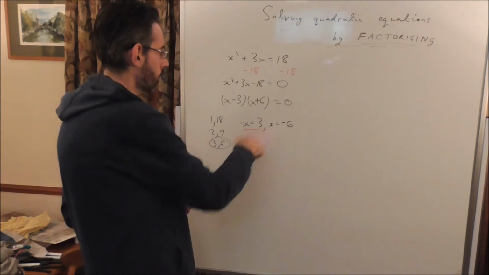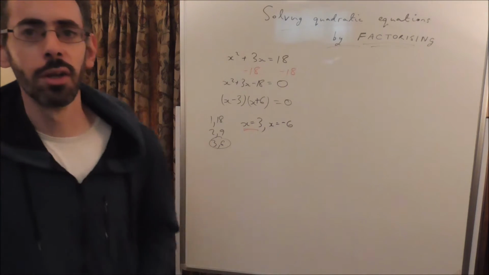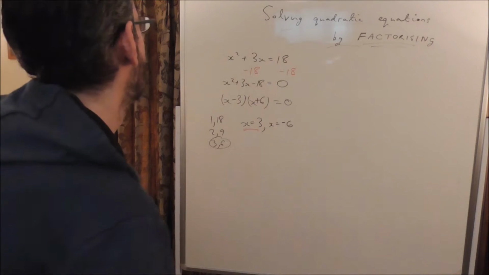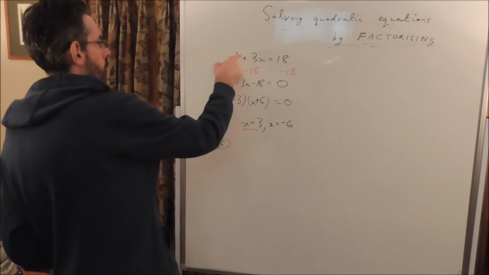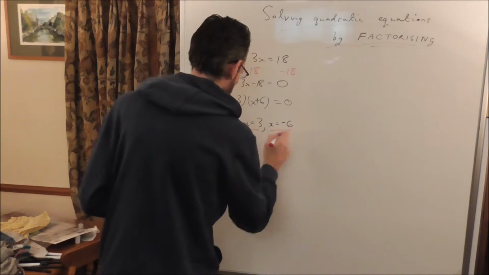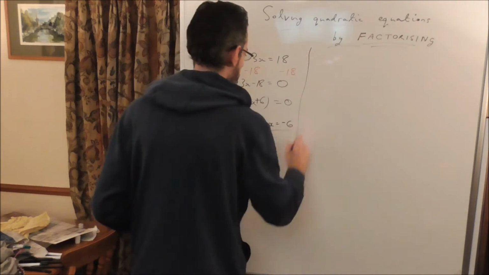Let's just check minus 6 now. So minus 6 squared, minus 6 times minus 6 is positive. A negative times a negative is positive, so it's 36. 3 times minus 6 is minus 18. 36 minus 18 is 18. So minus 6 also works, that's also a solution. So it's always a good idea to check your answer in the original equation.